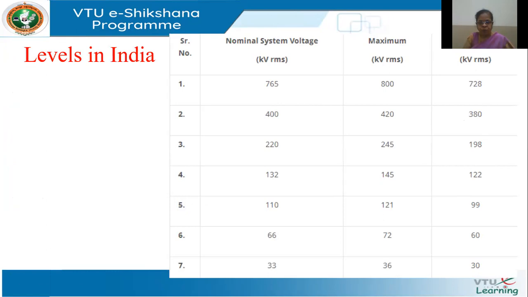Okay? And at different voltage levels, you have a band. What is the maximum voltage permitted and what is the minimum voltage permitted? So it is 800 and 728. So we have different levels, 400, 220, 132, 110, 66, 33. And then at the lower levels, 415 and 230 volts single phase. Clear? So this I have given for India. So different countries have different voltage levels, which they prescribe.